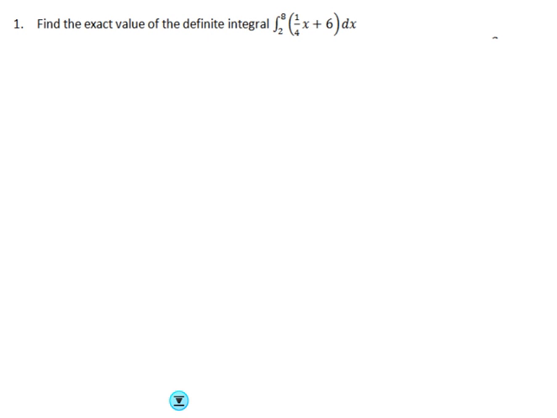Alright class, this is the worked out solutions to the pre-calculus final exam review. With the first problem, you're looking to find the exact value of that definite integral from 2 to 8. Unfortunately we don't know how to go from 2 to 8 right now, but we do know how to go from 0 to some value.